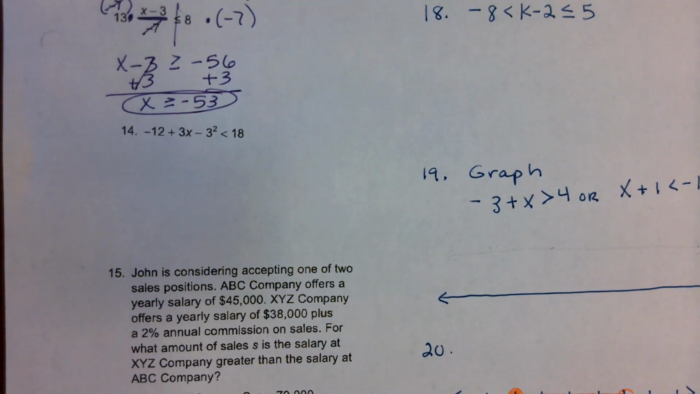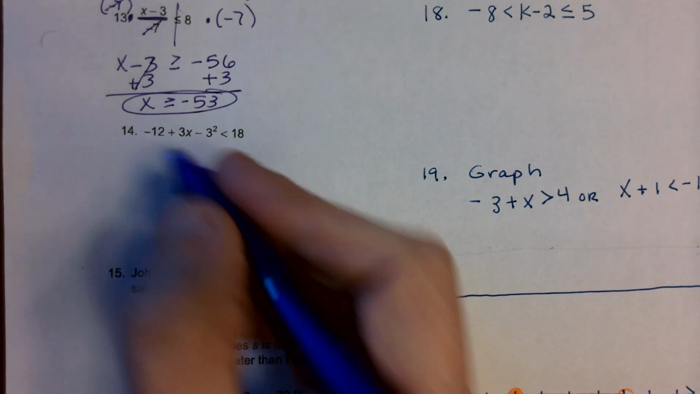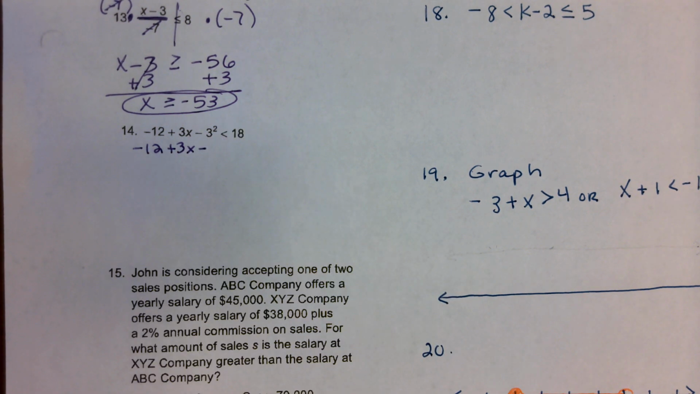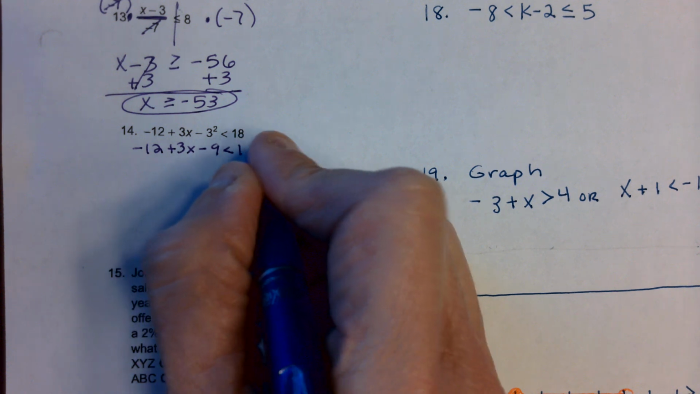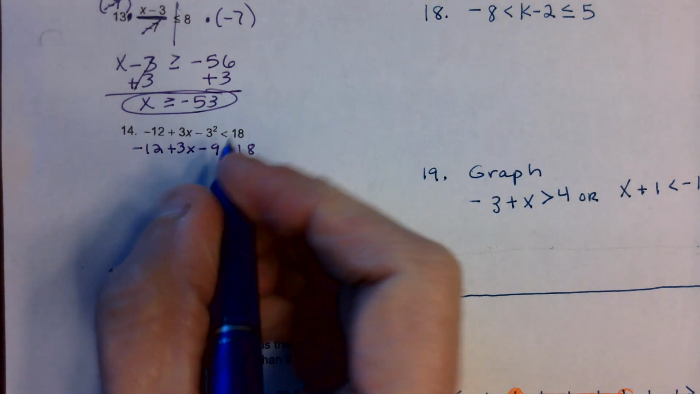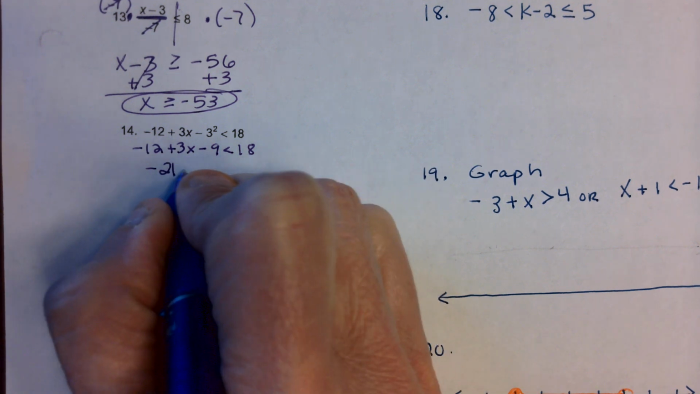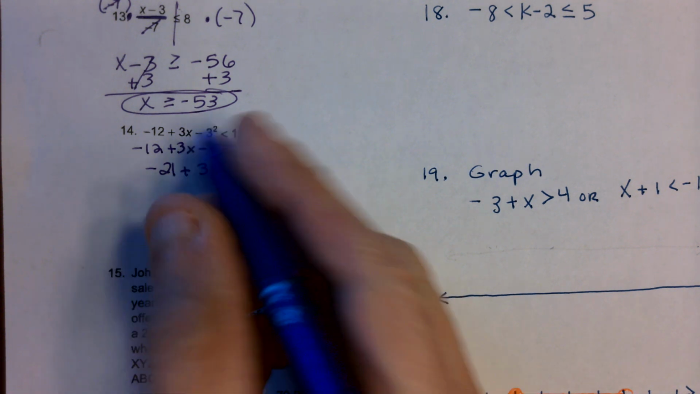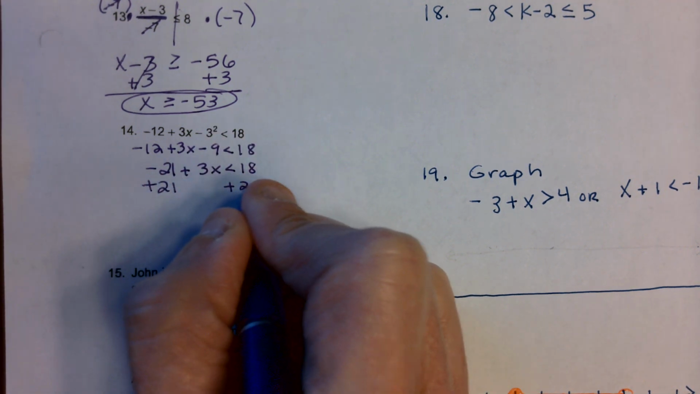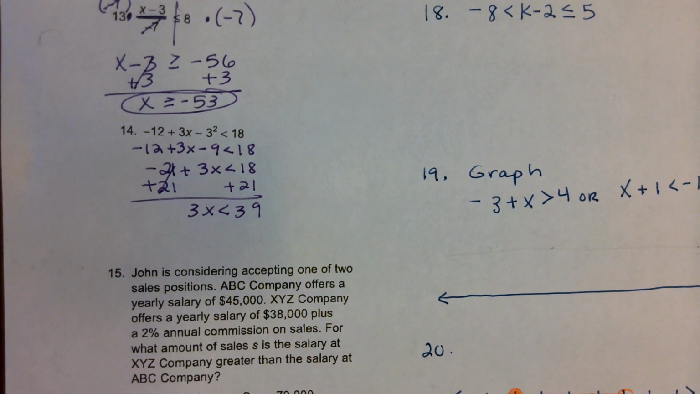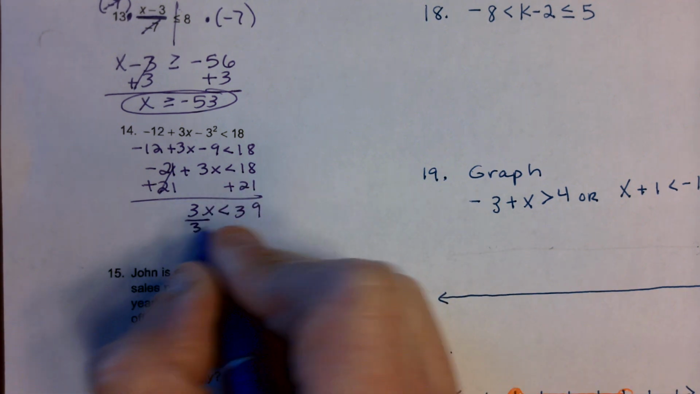Down here, make sure you simplify first. You got the -12 plus 3x minus, now do 3 to the second. That's 3 times 3, which is 9, less than 18. Okay, and we can still simplify, can't we? Because we can combine the -9 and the -12. So a -12 and the -9 is a -21 plus 3x is less than 18. We're going to add the 21 and get 3x is less than 39. And lastly, we're going to divide by 3.